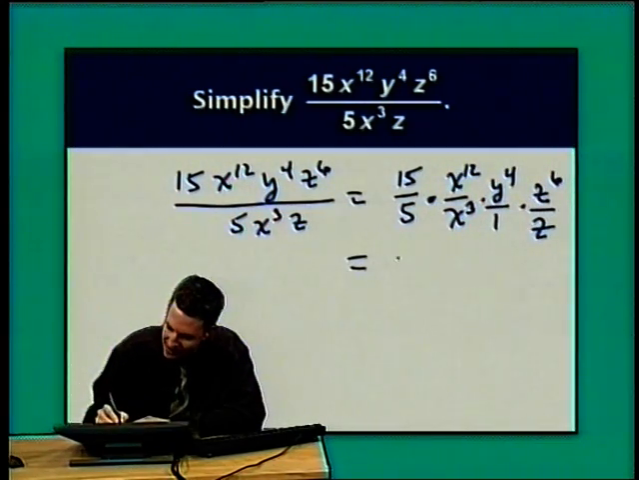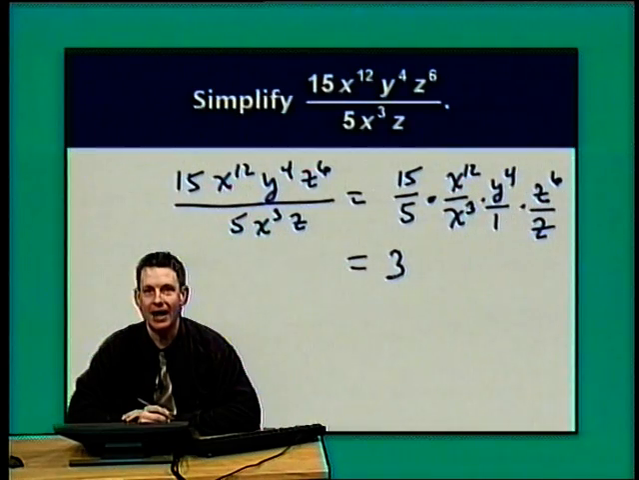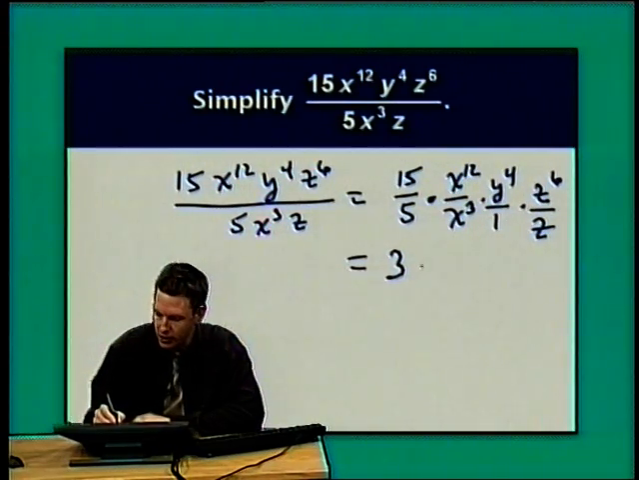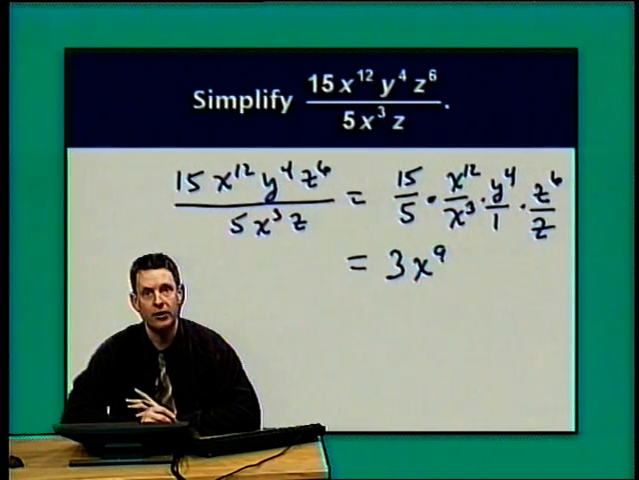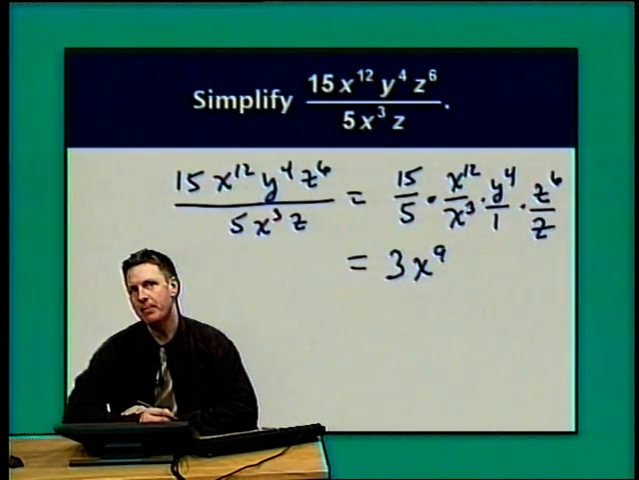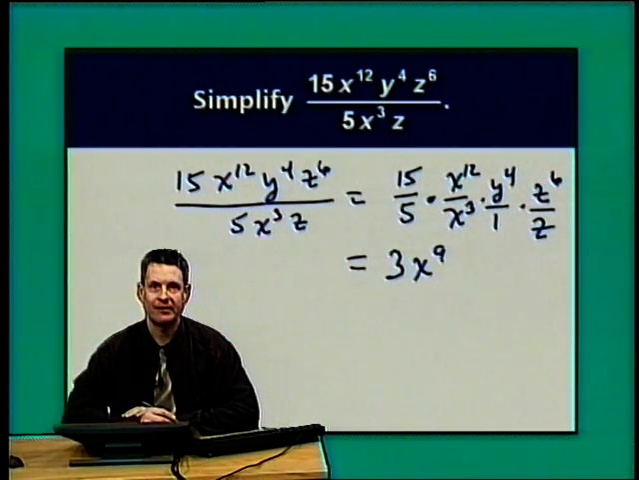15 divided by 5 is 3. X to the 12th divided by x cubed is x to the 9th. There's a couple ways I can come up with that. I can use the quotient rule for exponents that says x to the 12th divided by x cubed is x to the 12 minus 3, or I could just think about how many common factors of x I have. The 3 factors of x in the denominator cancel 3 of the factors of x in the numerator, leaving me with 12 minus 3, which is 9 factors of x in the numerator.